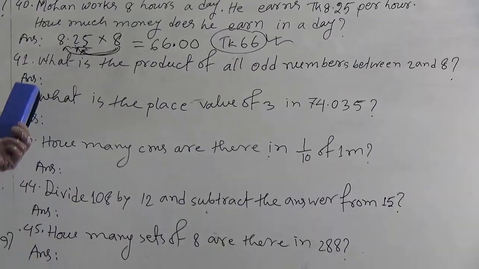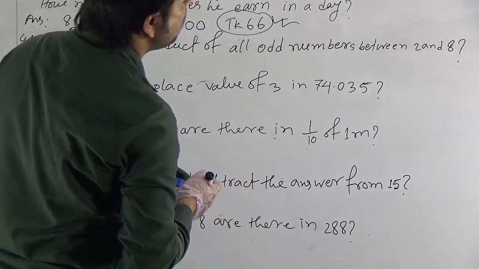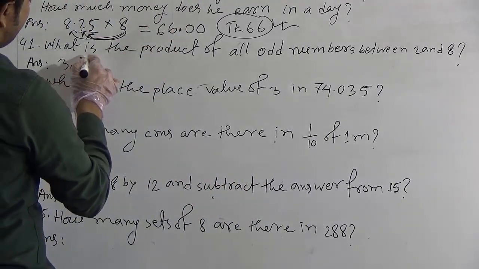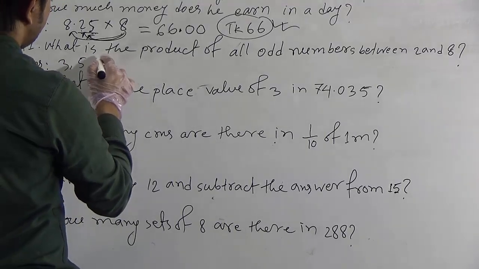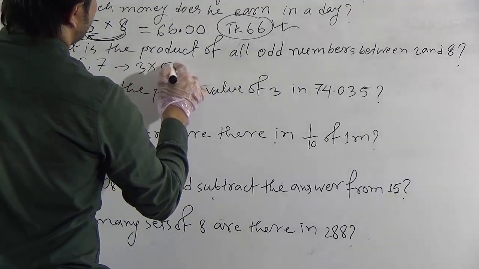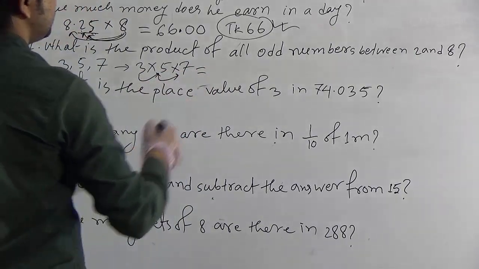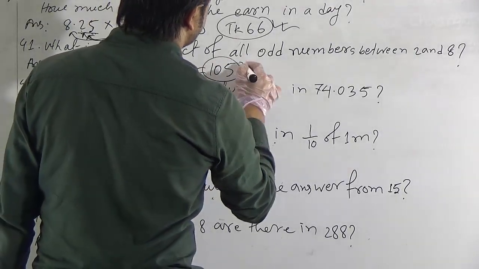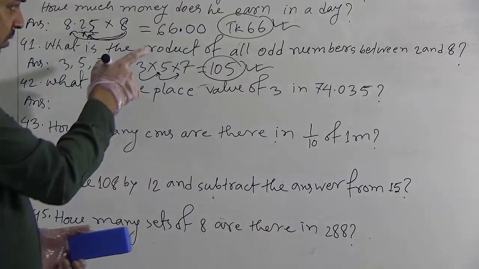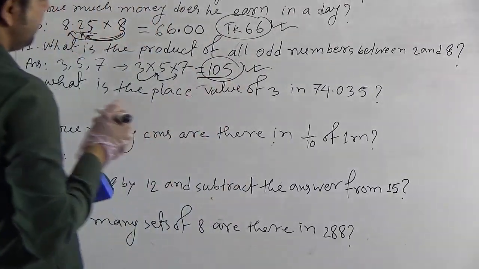Okay, now question 41. What is the product of all odd numbers between 2 and 8? Between 2 and 8, the odd numbers are 3, 5 and 7. Now find the product of these numbers. 3 5s are 15 and 15 7s are 105. So our required answer is 105. The product of odd numbers between 2 and 8 is 105.